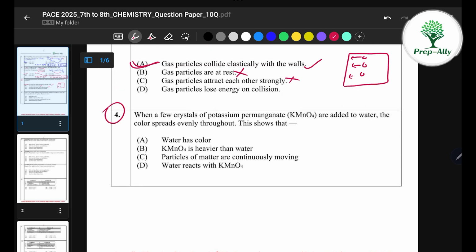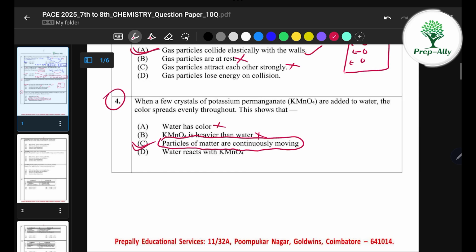Now question number 4. When a few crystals of potassium permanganate, KMnO4, are added to water, the color spreads evenly throughout. This shows that, does water have color? No, water doesn't have any color. KMnO4 is heavier than water? No, if KMnO4 were heavier than water, it would settle down. Then, particles of matter are continuously moving. And last is water reacts with KMnO4. So the only correct option is that particles of matter are continuously moving. That's why the complete thing will become pink. So C is the correct option.